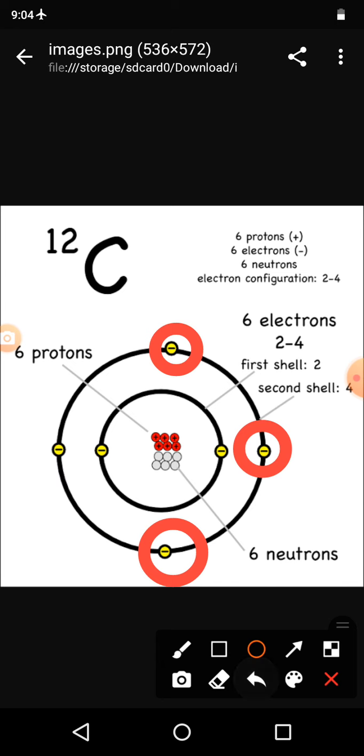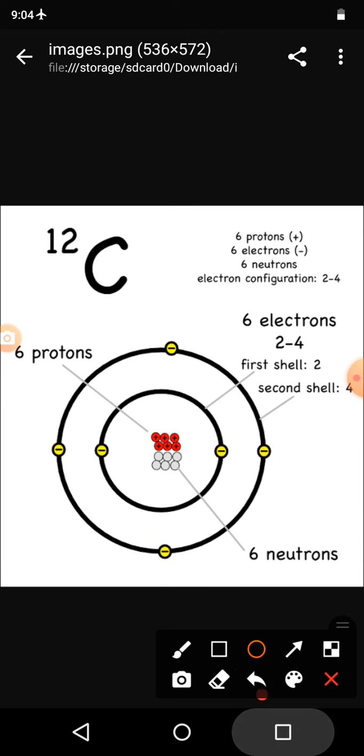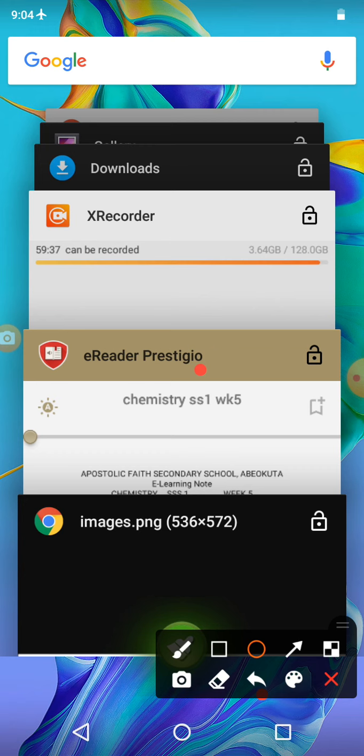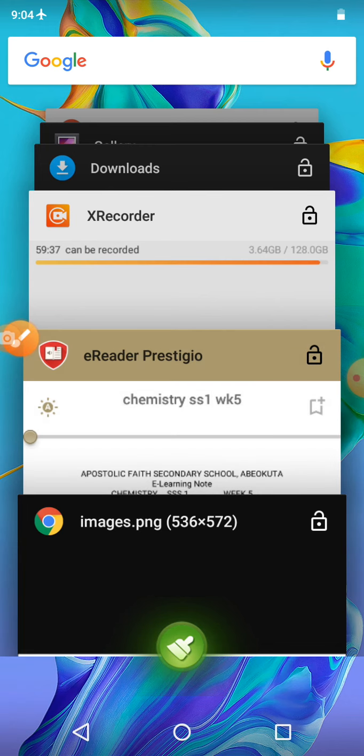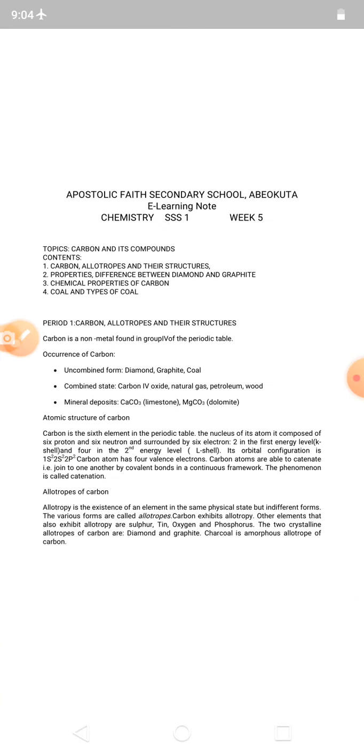Then let's move away from there and go back to the notes. So the notes now. Sorry. So okay, back to the note now.